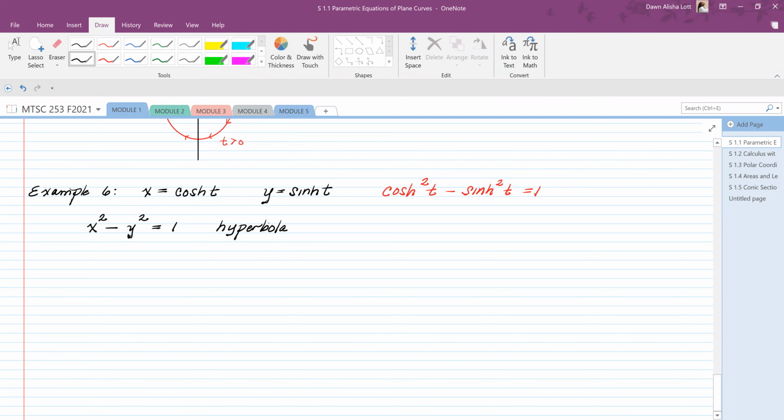Now it opens up in the x direction because x comes first. All right. And I need to give you another piece of information. I also want to tell you that t is between, nope, that's all I'm going to give you. And we're assuming t is a real number, of course. Okay, so that's all I'm going to give you. So if you graph this hyperbola, you would get something that looks like this.